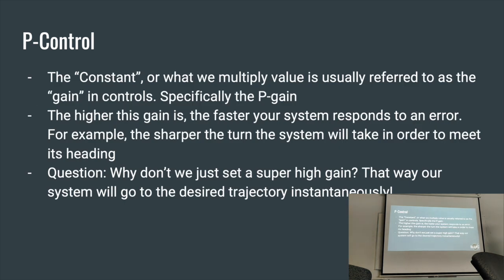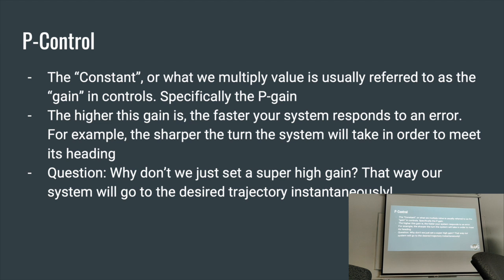So the constant that I was talking about, what we multiply the error by, or the difference between the trajectory heading and desired heading, that's called a gain. And specifically because we're doing only proportional control, this is called the P gain. The higher the gain is, the faster your system responds to an error.